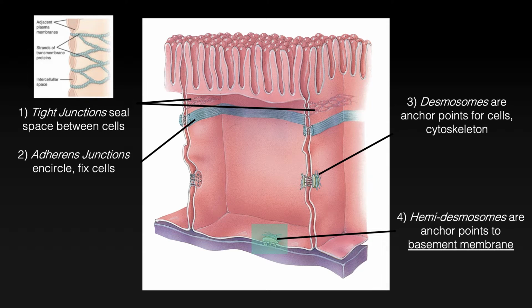Hemi simply means half a desmosome. So you see this half a desmosome like we saw on the right side of the cell. Looks very similar, but the point underneath, the inferior half, is different because it's connecting to a membrane. It's connecting to a hard, flat surface, not to another cell. Hemidesmosomes specifically anchor to the basement membrane.